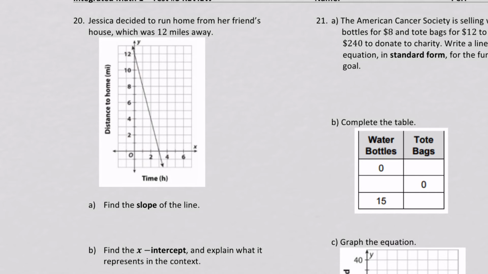I see very clearly the y-intercept. That's a point I can use, (0, 12). And I also see very clearly the x-intercept. That's another point I can use, (3, 0). Using those 2 points, I can find the slope.